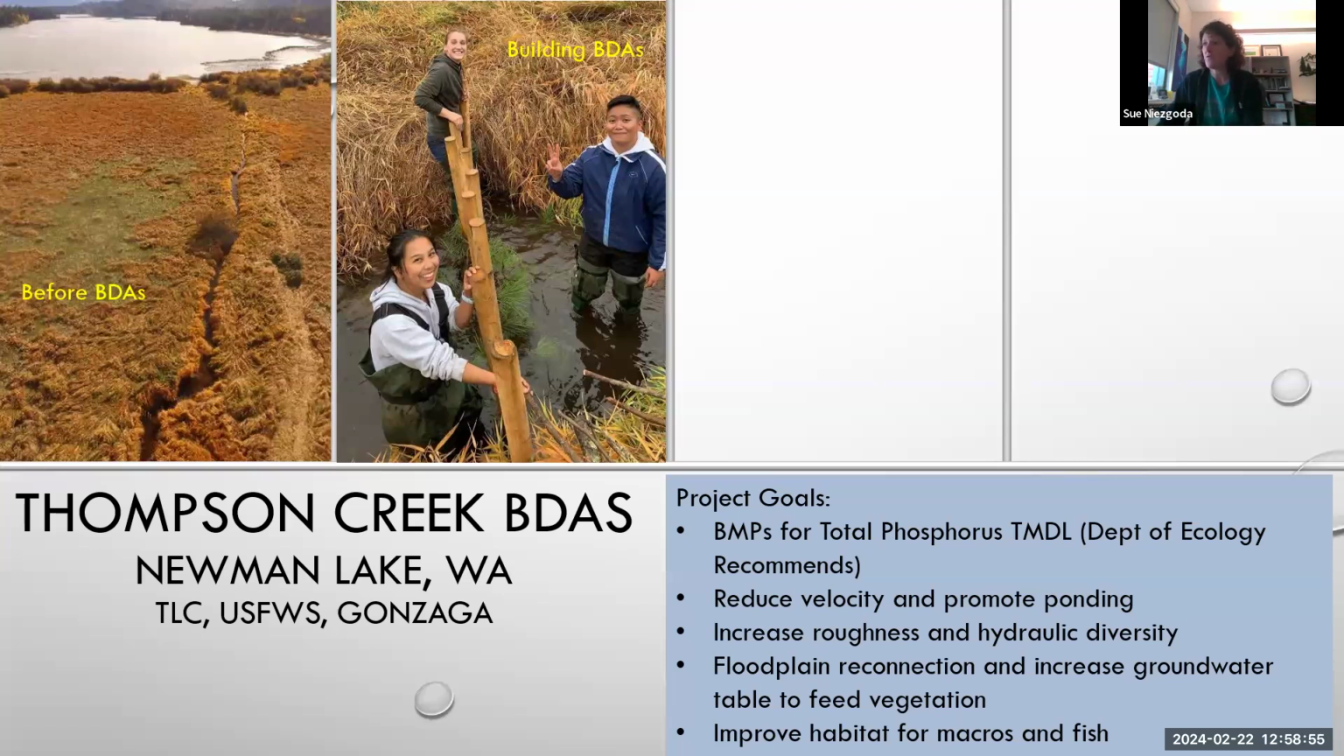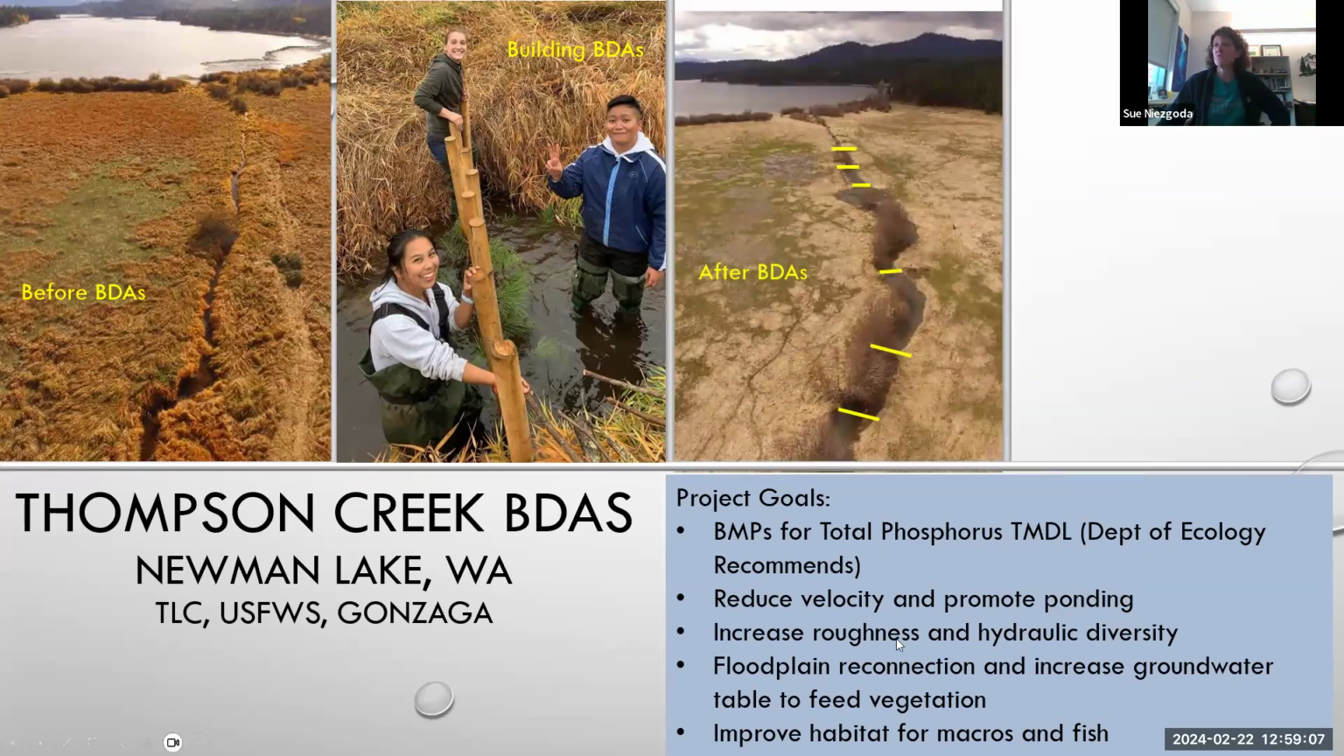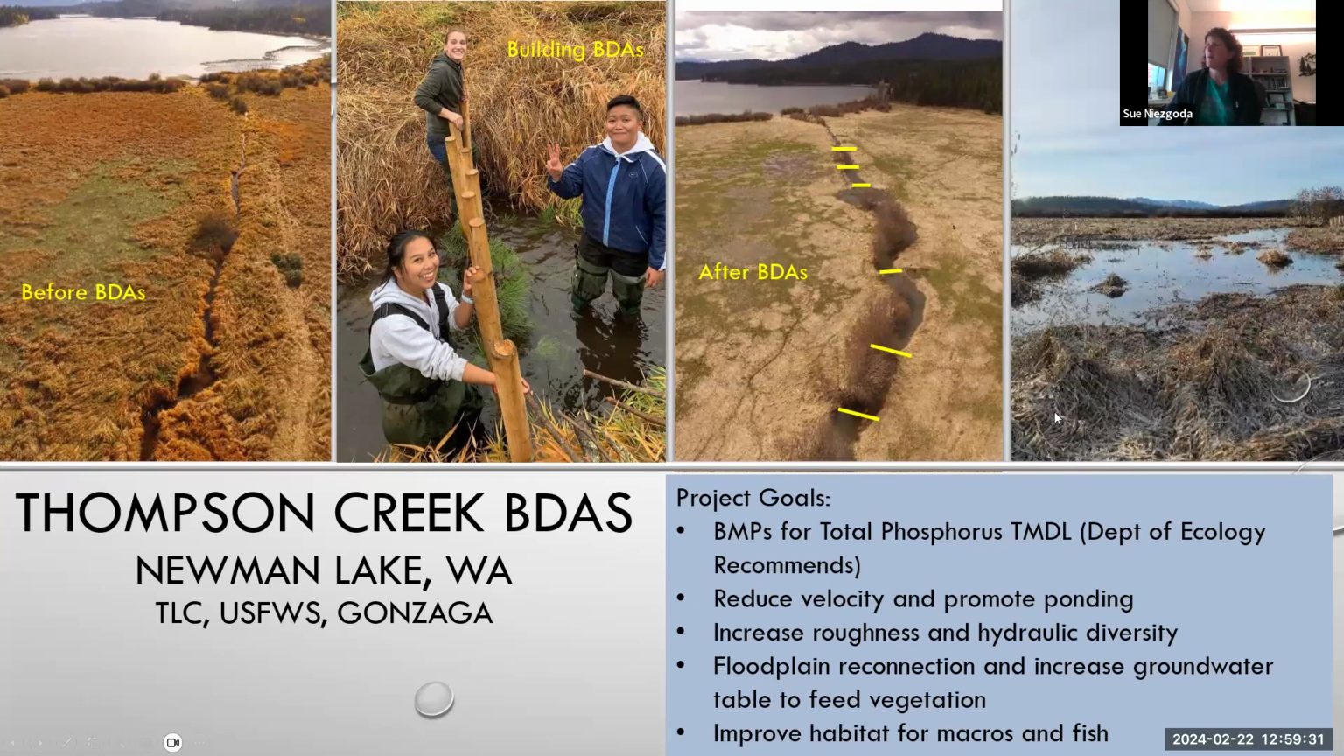So our goal, too, is to reduce velocities and promote ponding, increasing roughness and hydraulic diversity, floodplain reconnection, right? And then also maybe improve the habitat characteristics for the macros and the fish, right? So the first phase, and actually what's in there now, is we designed 18 Beaver Dam analogs of different types, which I'll show you in a second, to be added to this roughly 1,500 foot long reach. And we're still looking in the same direction, but you can see where we put in the yellow lines indicate several of these 18 BDAs that we have installed, and some of them, in particular the downstream ones, are doing a really good job of creating ponding and floodplain reconnection.